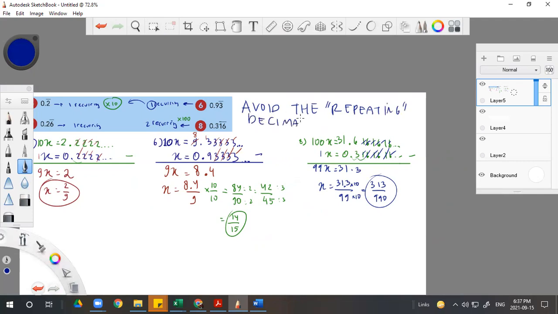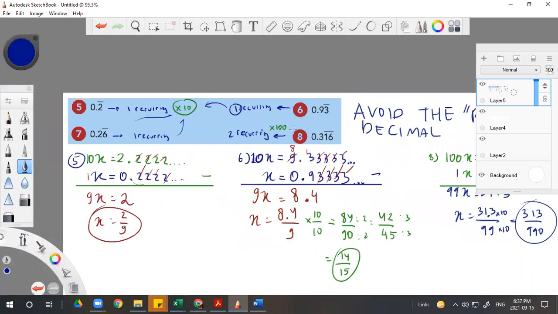By multiplying it with either 10 for one recurring number, 100 for two recurring numbers, 1000 for three recurring numbers. If I see this as one digit, I just multiply by 10. For example, x equals 0.222. So I multiply by 10, becomes 10x equals, you move the decimal to the right by one step.